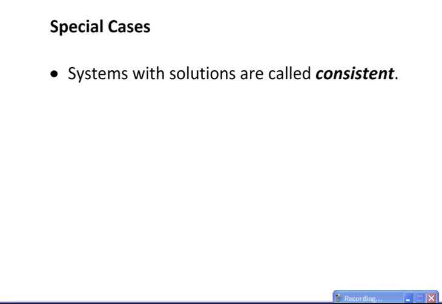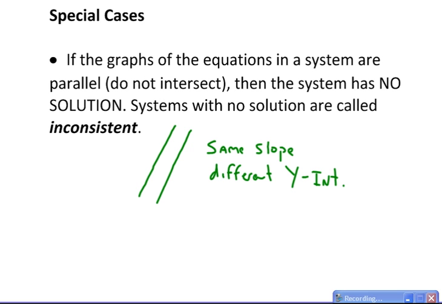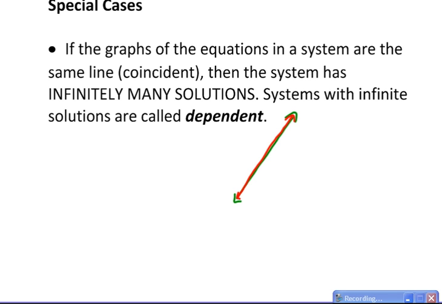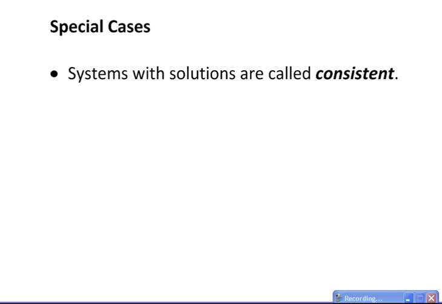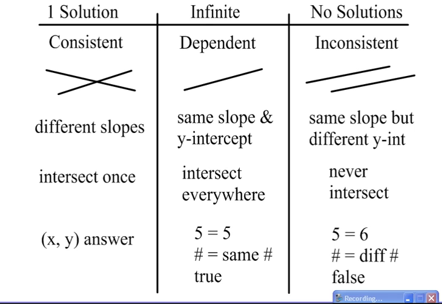So let's go back real quick. When you have parallel lines, it means no solution and they're inconsistent. If you have same lines, they're infinitely many solutions and they're dependent. And if you have one solution, they're consistent. So on this page you can see consistent means different slopes, intersects once; dependent, same slope and y-intercept, intersect everywhere; and no solutions, inconsistent, same slope but different y-intercept, and they never intersect.